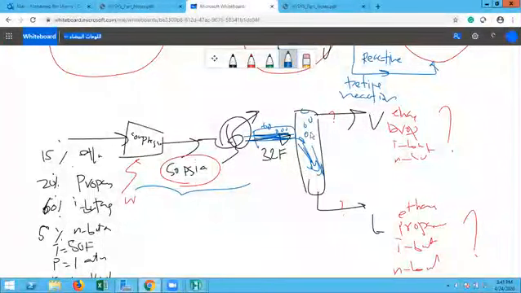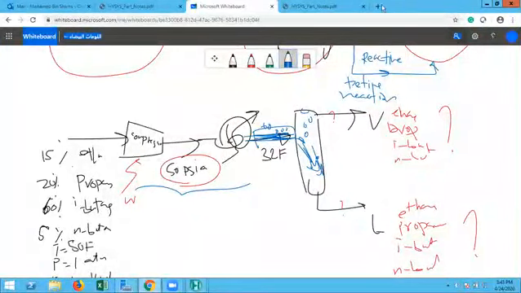Now, every bubble here contains these 4 components, and every droplet here will also contain those 4 components. However, they have a different distribution over the vapor and the liquid phases, depending on the level of equilibrium that is maintained, because this is like a single stage equilibrium.